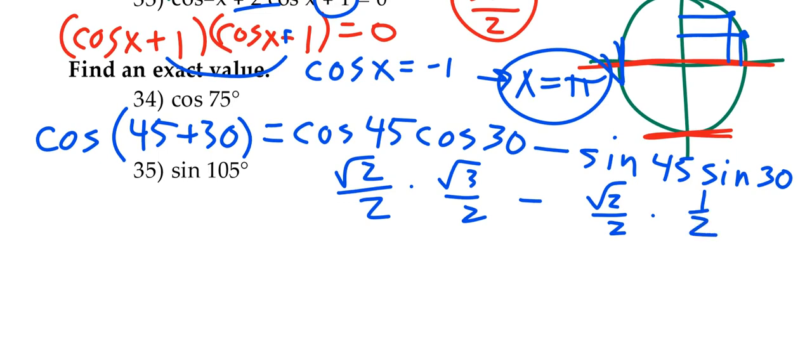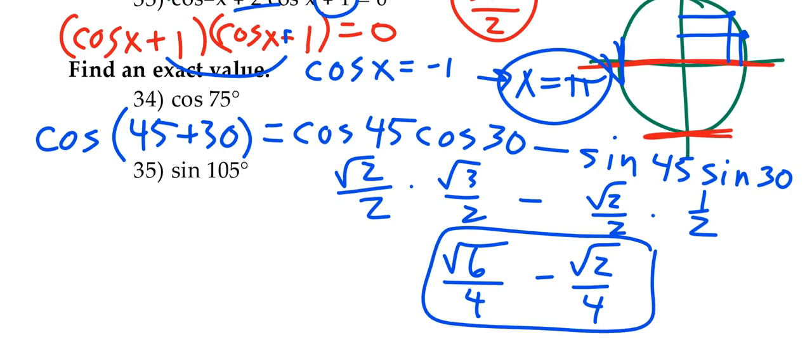So, looks like I'm really running out of room here. Radical 6 over 4 minus radical 2 over 4. And it's multiple choice, so look for the answer that matches. If it's all combined into one fraction, radical 6 minus radical 2 all over 4, I'm sure you'll find it. Okay?